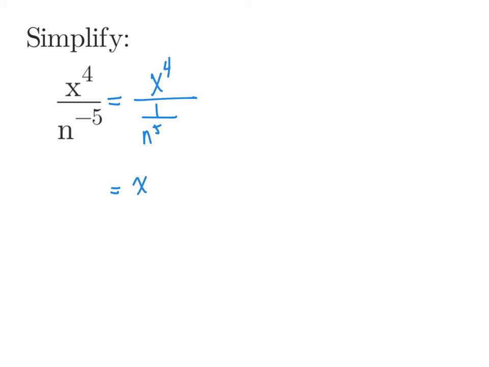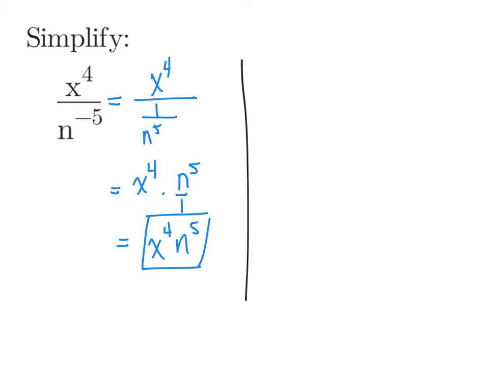But we know that when you divide by a fraction, it's the same as multiplying by the reciprocal. So the reciprocal of 1 over n to the 5th is n to the 5th over 1. Now when we simplify all of this, because we're just dividing by 1, we'll simplify to x to the 4th n to the 5th. So, kind of a shortcut of all this, let me rewrite the problem real quick.